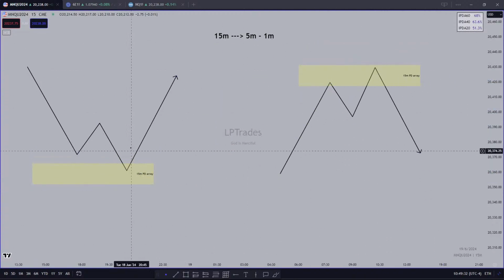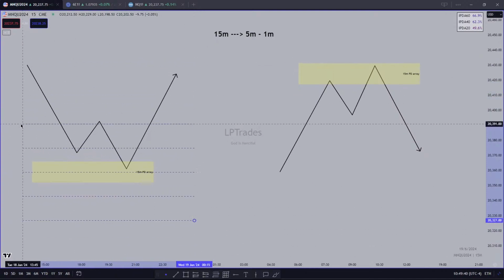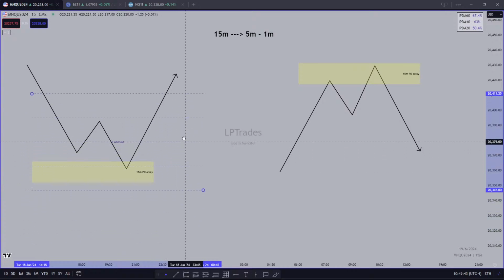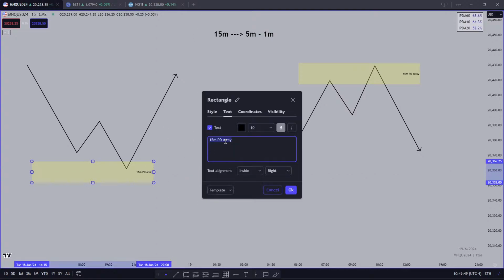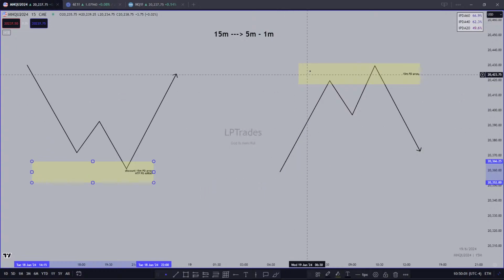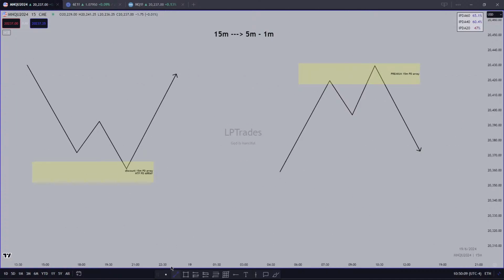Within this, this PD array is going to be in a discount. Wherever 50% is, it's going to be in that discount, so it's a discount PD array. Let me just add that. Okay. And within this, there's going to be a small run on short-term stops.